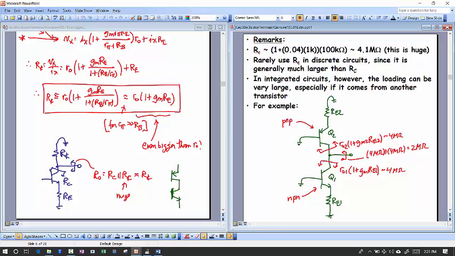So R little c is going to be this 1 plus gm times RE times R naught. So if I do that, 1 plus a typical gm is like 0.04, that's for 1 milliamp, times the typical RE is 1 kiloohm or so. And if I do that, if my R naught was 100 kiloohms, that makes RC 4.1 megaohms. That is a huge resistor compared to the generic RC resistance there. But it is not huge compared to other transistor resistances.